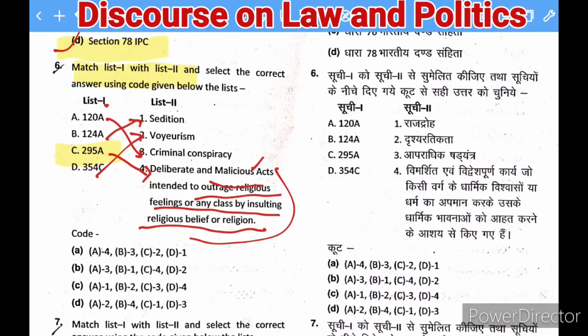So if you just see this one, you can find the option which is going to be here, for A it is going to be 3, for B it is going to be 2, for 295A it is going to be 4, for 354C it is going to be 2. Sorry, again let me clear. Yes, 120A is 3, 124A is 1, 295A is 4, and D, that is 2. So we have to see 3, 1, 4, 2. So where is the answer? The answer is here, 3, 1, 4, 2, that is B.